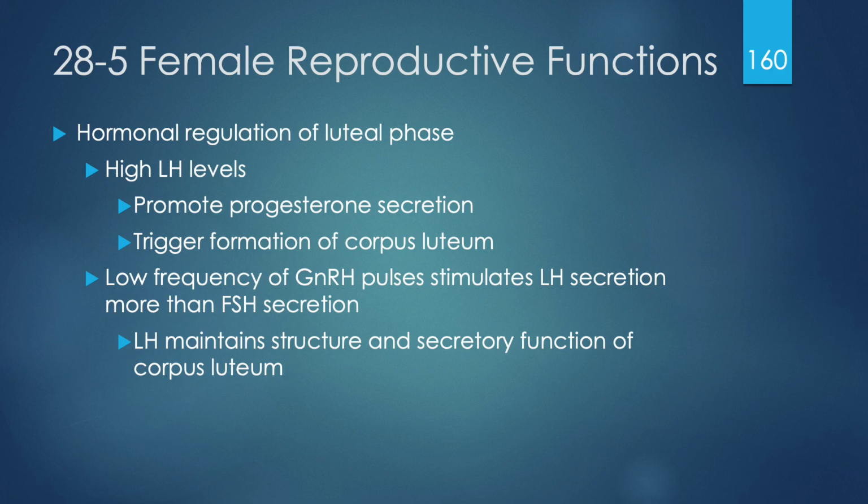The luteinizing hormone surge that triggers ovulation also supports progesterone secretion, and this in turn triggers the development of the corpus luteum. The low frequency of the gonadotropin-releasing hormone pulses will stimulate luteinizing hormone secretion more than it stimulates follicle-stimulating hormone secretion. Therefore, the luteinizing hormone is able to maintain the structure as well as the secretory function of the corpus luteum during this time.